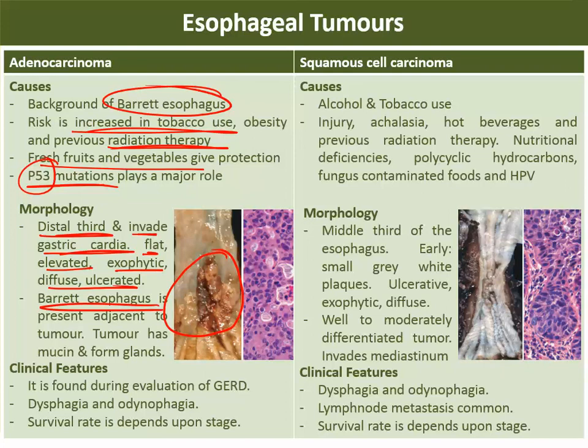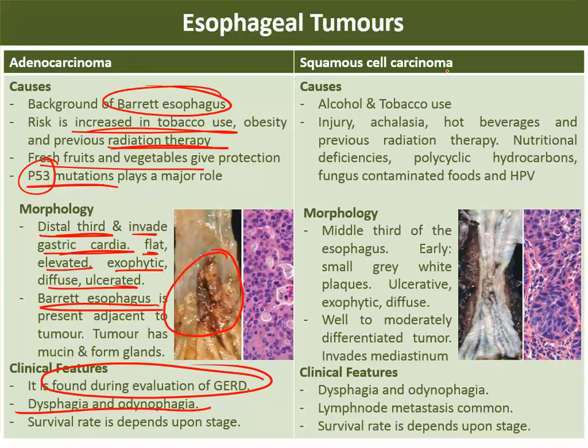and it produces dysphagia, odynophagia. Odynophagia means what? Painful swallowing. Dysphagia means difficulty in swallowing, and it is found during the evaluation of gastroesophageal reflux disease. Okay, so survival rate depends upon the stage.